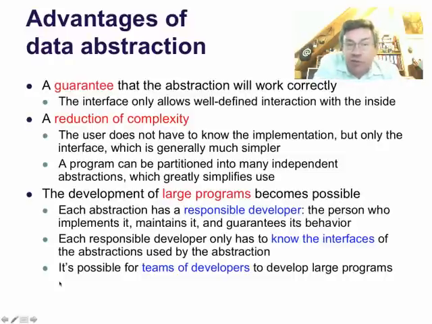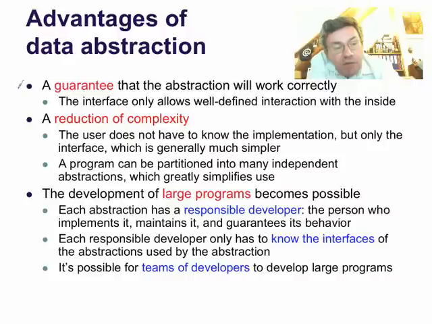So the advantages of data abstraction are many. We saw a couple of them already in the previous slides, but we can summarize them systematically. The first and most important one is the guarantee. If you use the interface, if you don't have access directly to the inside, then the abstraction can guarantee that you have correct behavior.